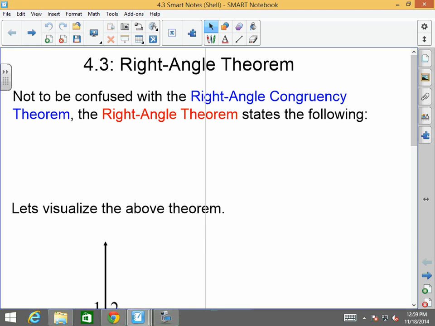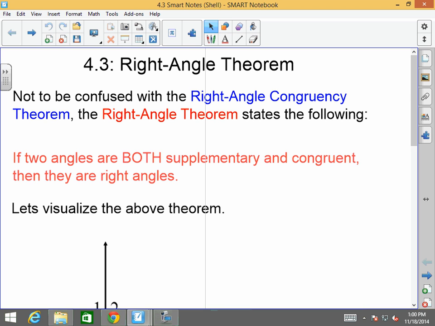So again, this is not to be confused with the right angle congruency theorem. The right angle congruency theorem states that if two angles are right angles, then they are congruent. Okay? This is completely different. The right angle theorem states the following, gentlemen. If two angles are both supplementary and congruent, then they are right angles.